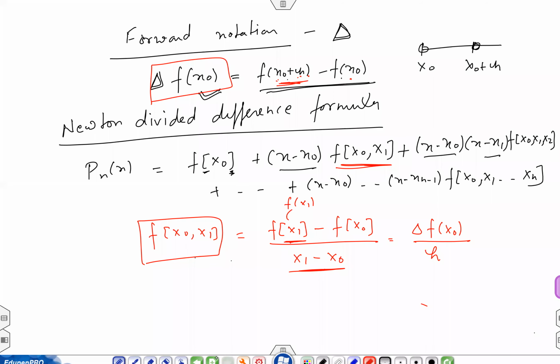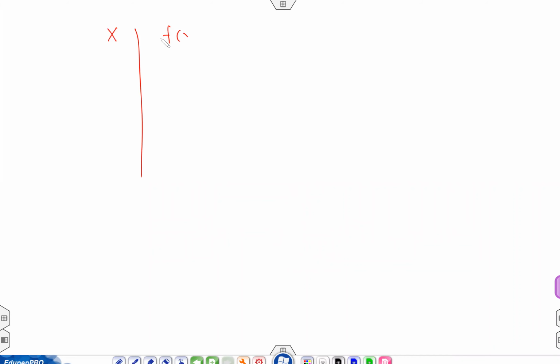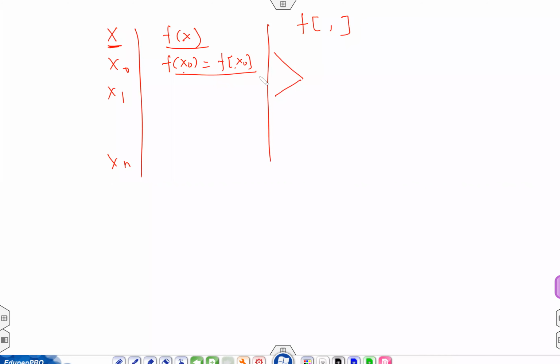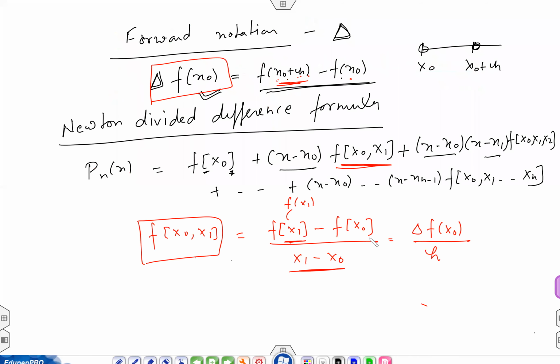You are getting confused. This is the function value and this is the data point. So these are x0, x1, x2 up to x, and the function value is f of x0. Since we are using Newton divided difference, we can write it in terms of square brackets for the zeroth order divided difference. Both are the same. Don't get confused. So we are calling it f of x0, x1. It is equal to f of x1 minus f of x0 upon x1 minus x0. Whatever I wrote, that is the same.